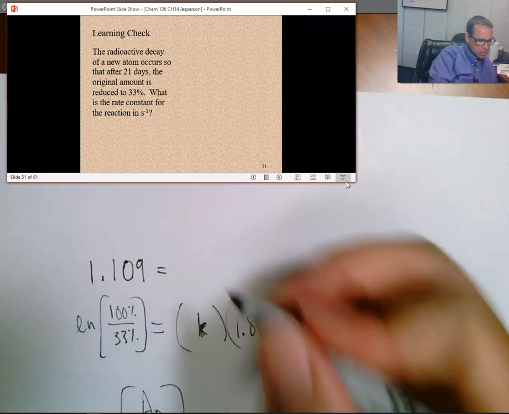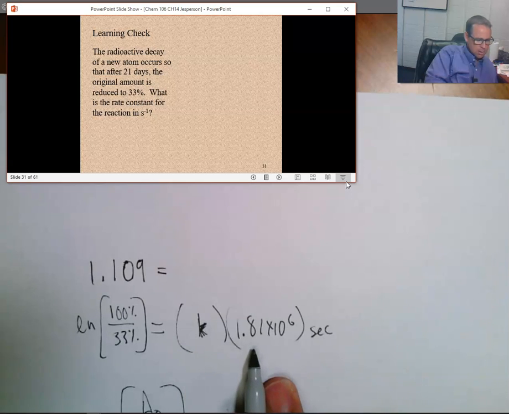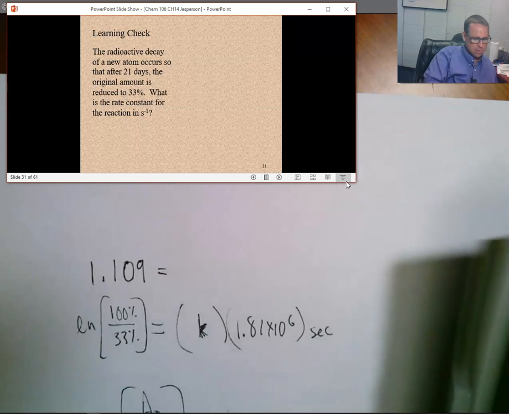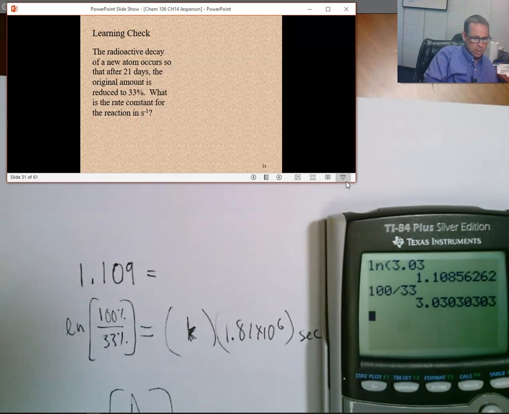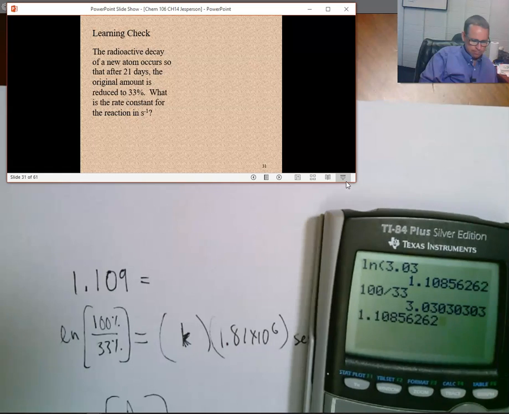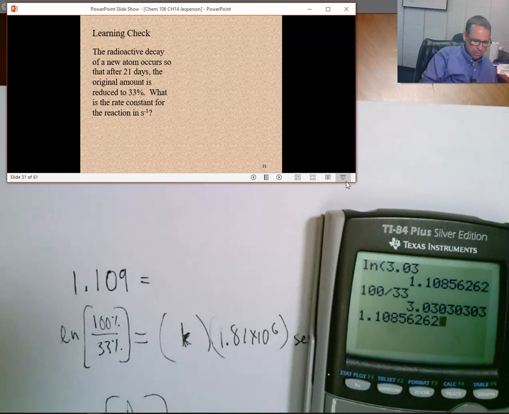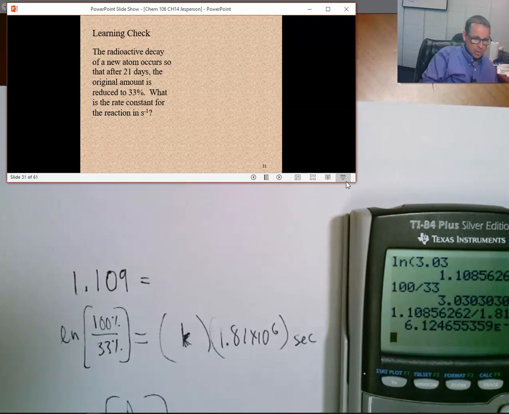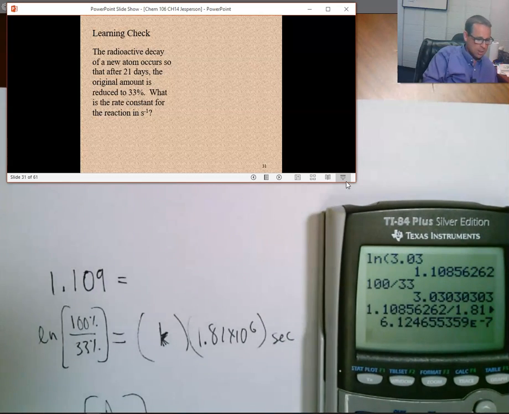And then that equals K times 1.81 times 10 to the 6. So now I just have to take 1.1085662 and divide it by 1.81 times 10 to the 6th. So that gives me 6.12 times 10 to the minus 7.